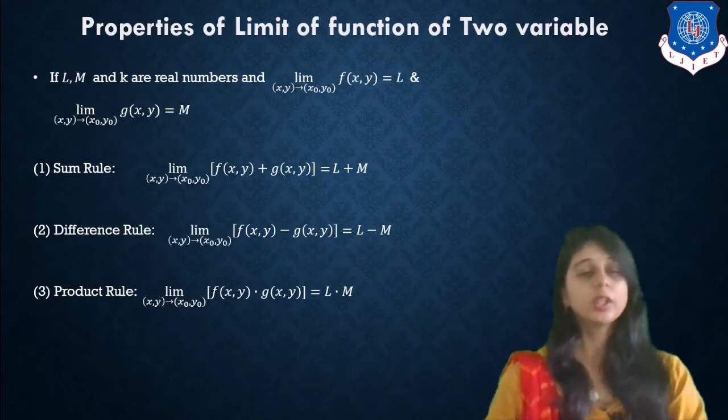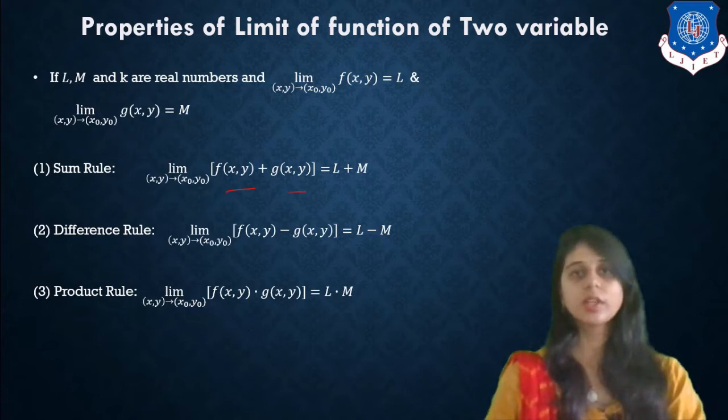Now, properties of limit. Let L, M and K be real numbers, where K is a constant. Sum rule: if we take two limits, then the limit of the sum of the two functions is the sum of the limits. Difference rule: the limit of the difference is the difference of the limits. The product rule is also satisfied: if the limit of f of x, y is L and of g of x, y is M, then the product rule of the limit holds.